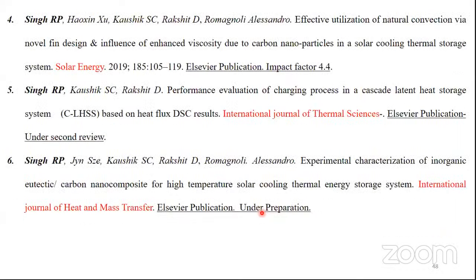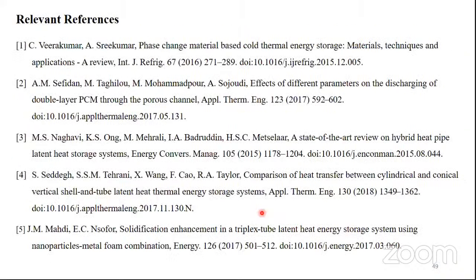These are the journal publications which we got from this one. These are the references.